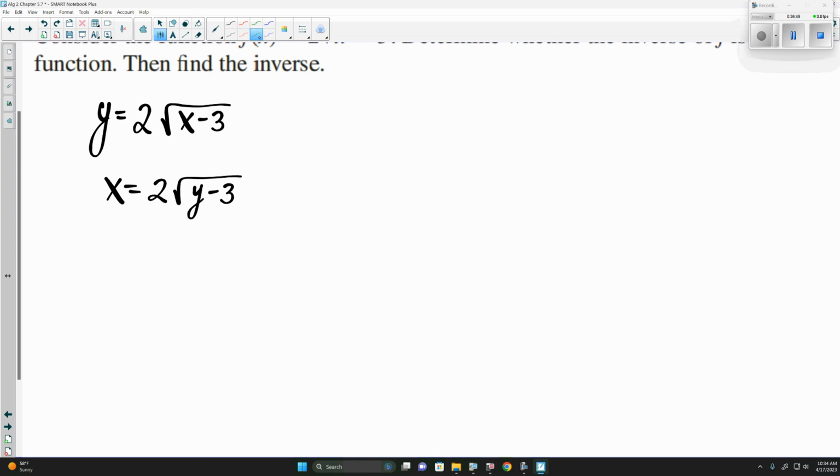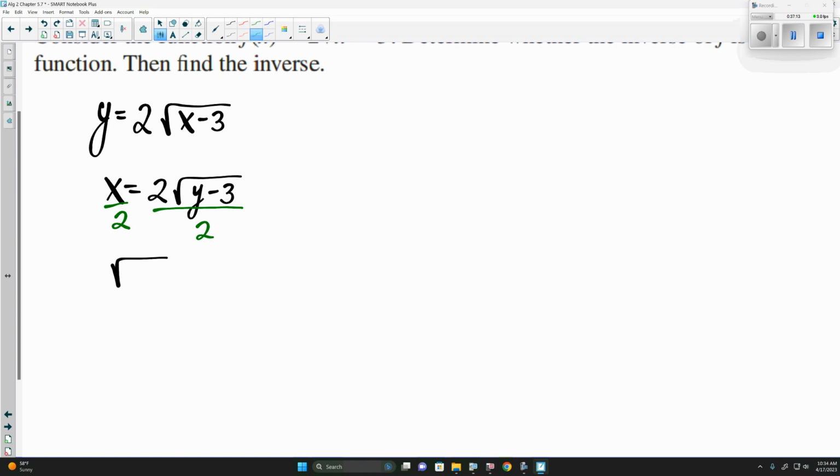That takes care of steps 1 and 2. Step 3, solve for y. We want to get y by itself. Well, there's a few things that we're going to have to do. Because there's nothing being added or subtracted to the radical, but we do have the multiplication of 2, yes? So the first thing we can do is divide both sides by 2.